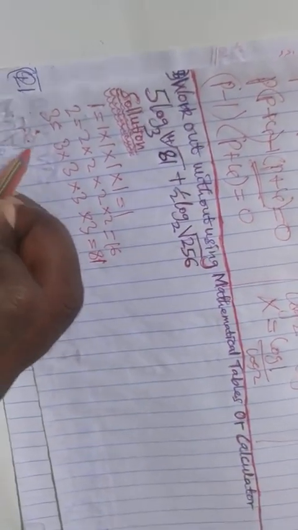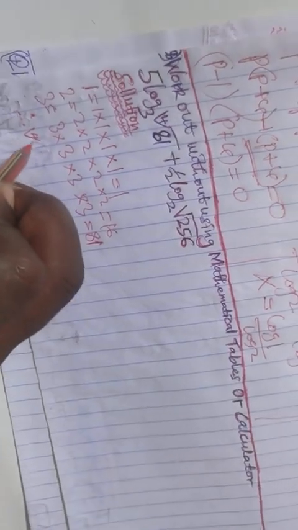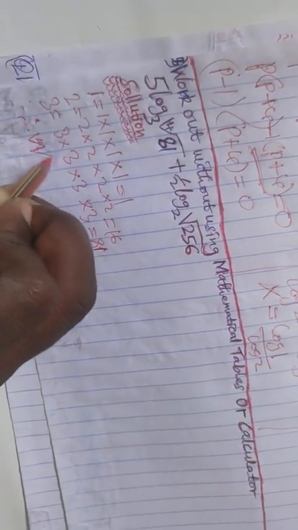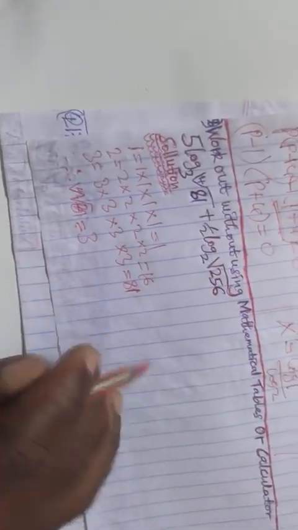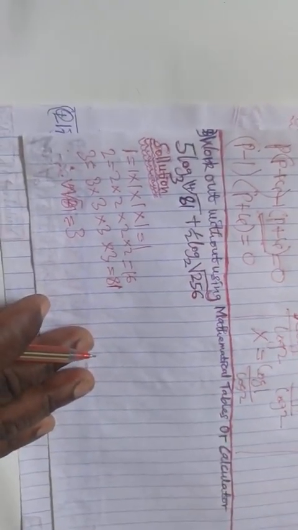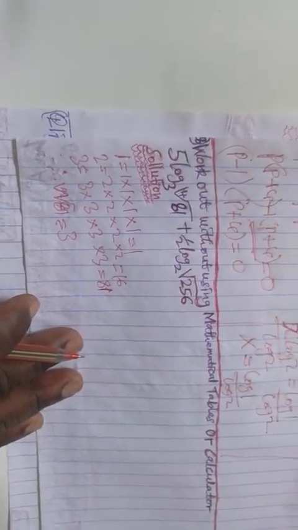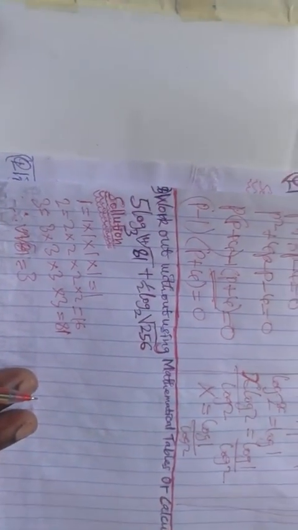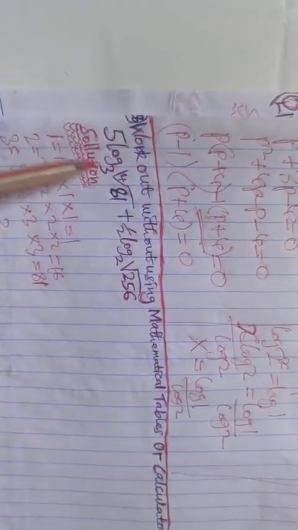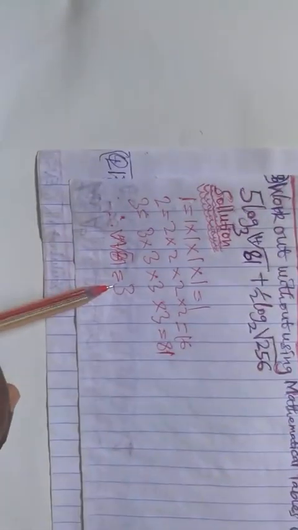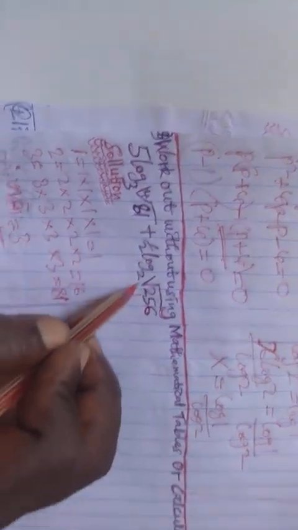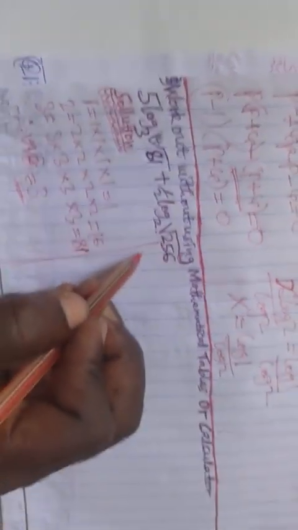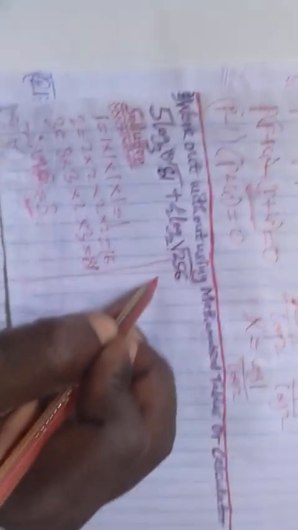The fourth root of 81 is 3. Second, find the square root of 256. We have seen that the fourth root of 81 is 3. Now we are going to find the square root of 256.